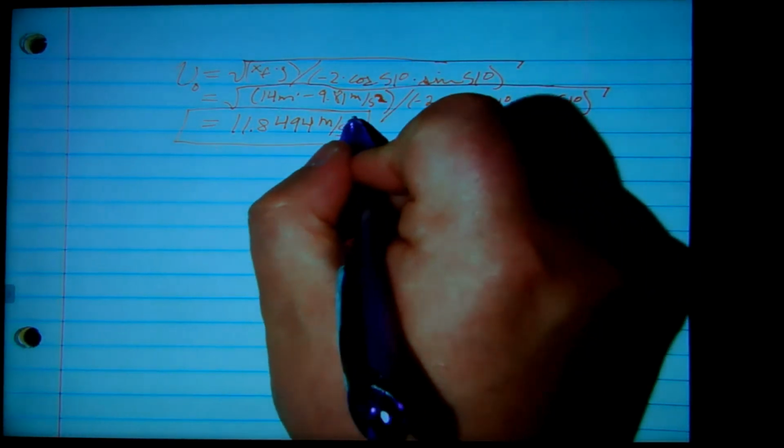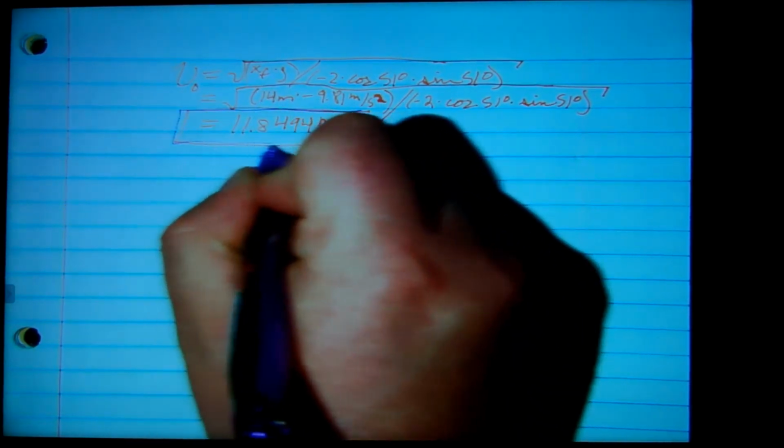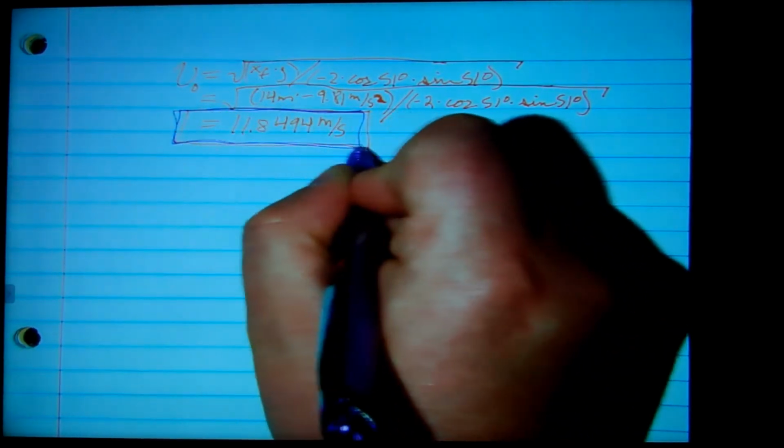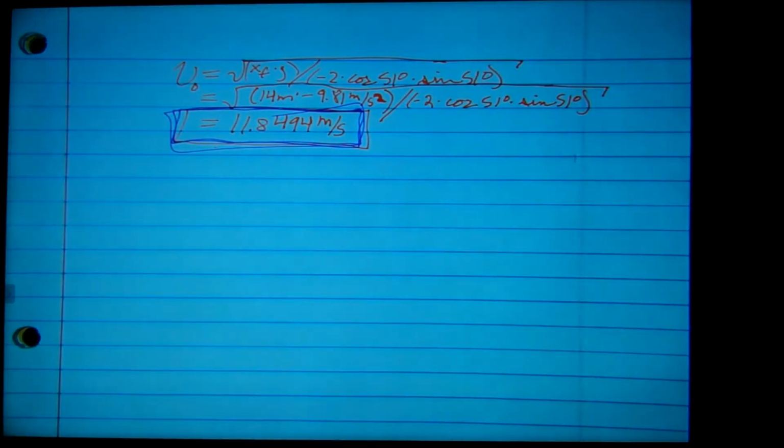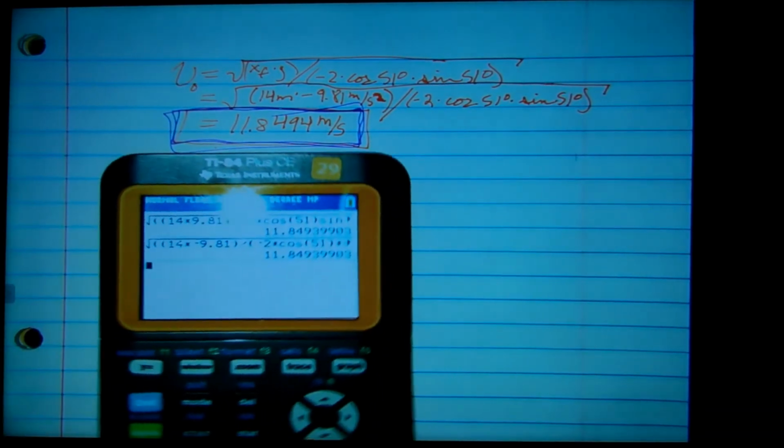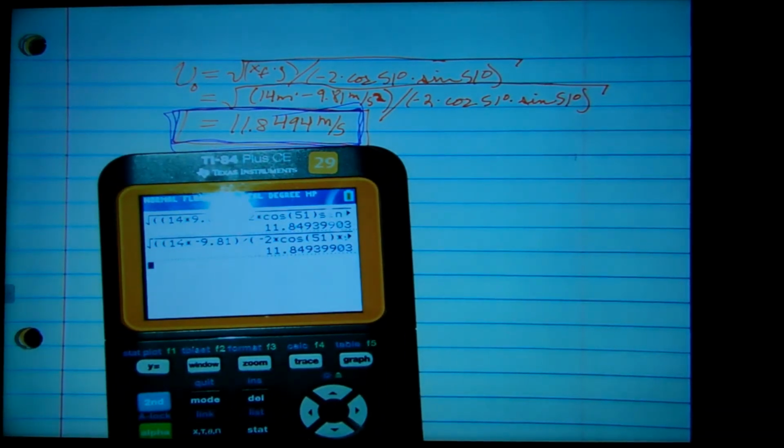What do you get? 11.849. That's our answer. Genius. Woo! Mic drop. And so as you guys can see, I threw those negatives in. I don't do good with negatives.